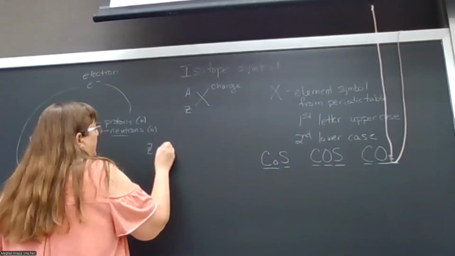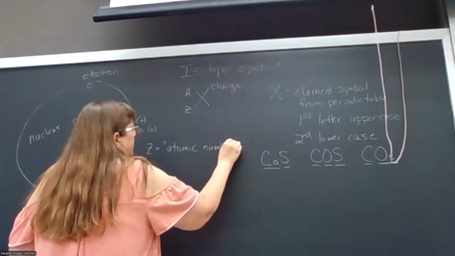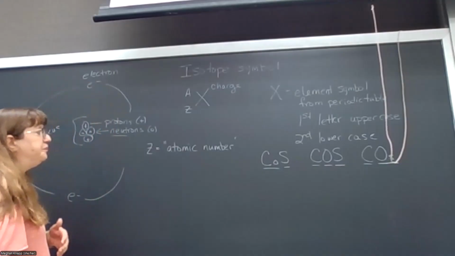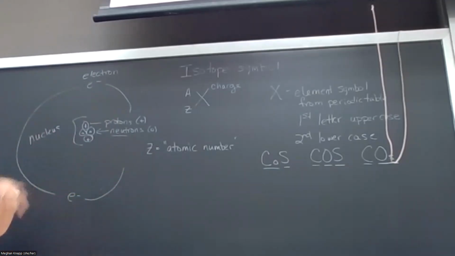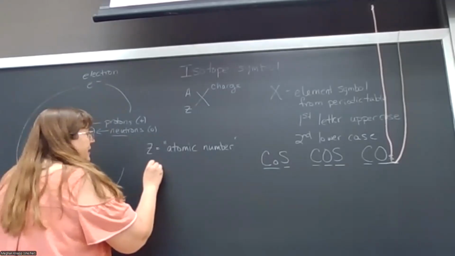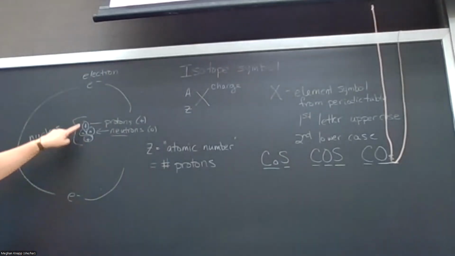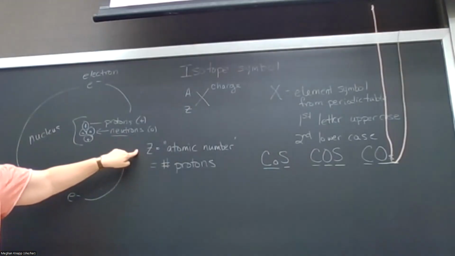Z, the name for it is atomic number. So on the periodic table, it's the whole number that appears in the box. So 1 for hydrogen, 6 for carbon. We look underneath hydrogen, lithium has a 3. That's its atomic number, okay? And what it's called and its definition are kind of the same thing, but what it's equal to is the number of protons. So in my drawing, I drew 2 protons. So Z would be equal to 2. Make sense?